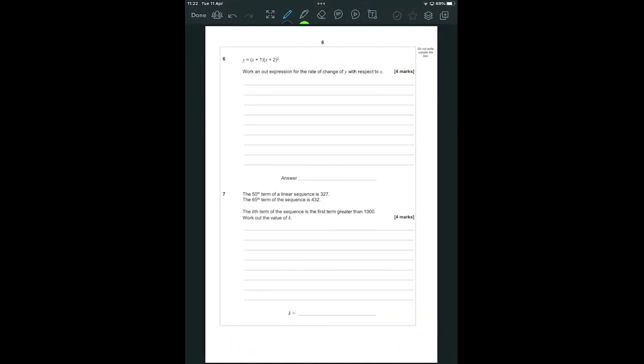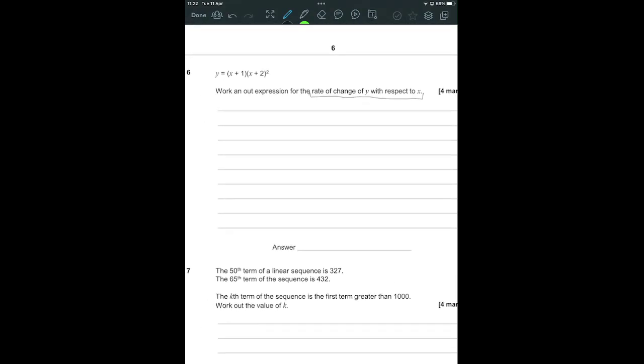Question 6. Y equals that thing, and we want to work out an expression for the rate of change of y with respect to x. Well, that whole statement there is just a very, very posh way of saying find dy by dx, or the derivative. Now, in its current form, I cannot find the derivative. I need to expand it out so it's just powers of x. So I'm going to do that.